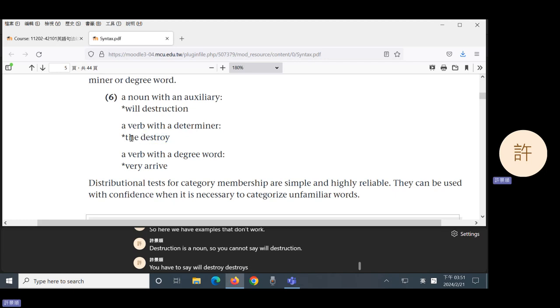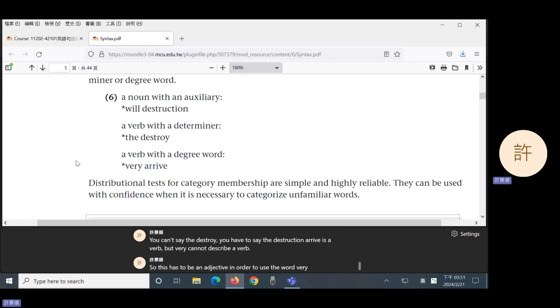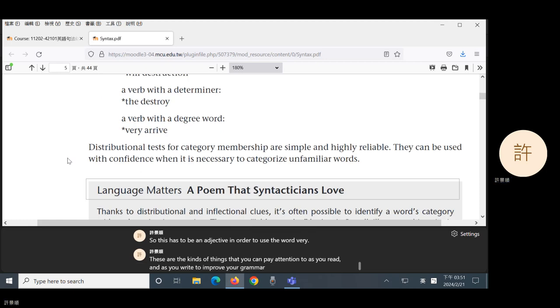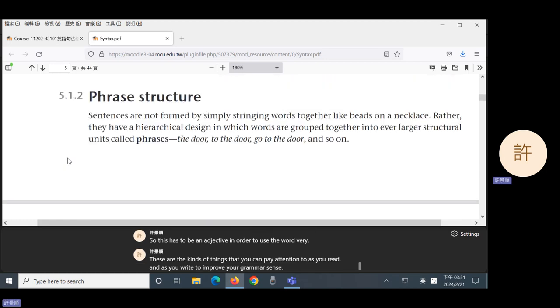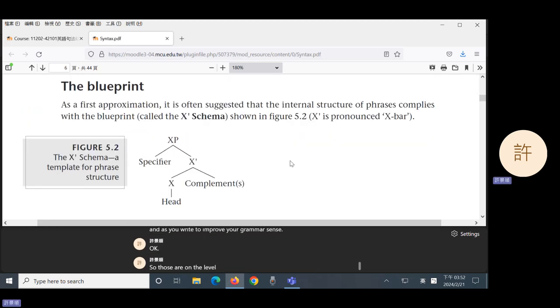Destroy is a verb, you can't say the destroy, you have to say the destruction. Arrive is a verb, but very cannot describe a verb. So this has to be an adjective in order to use the word very. These are the kinds of things that you can pay attention to as you read and as you write to improve your grammar sense. Okay, so those are on the level of words.